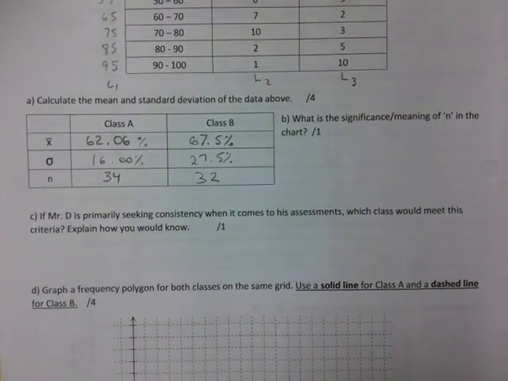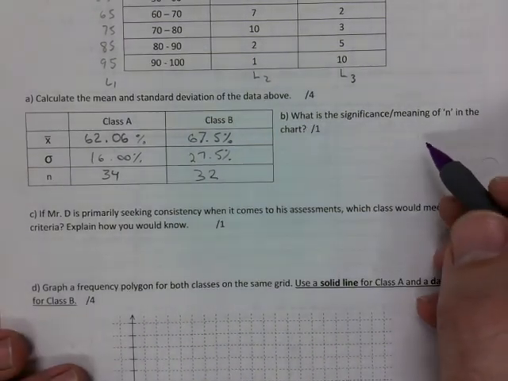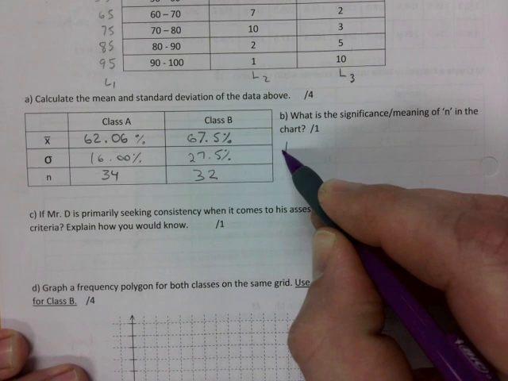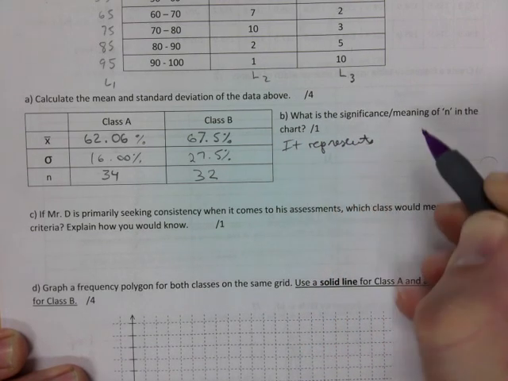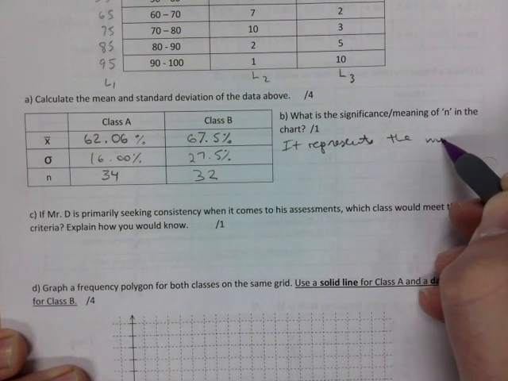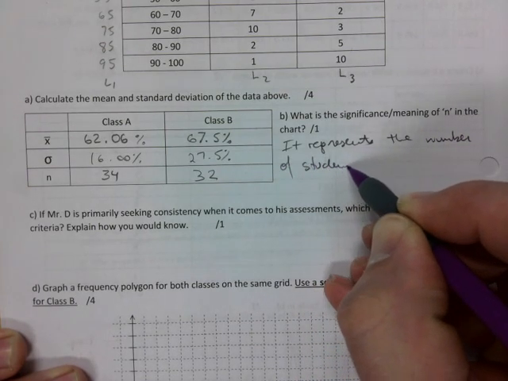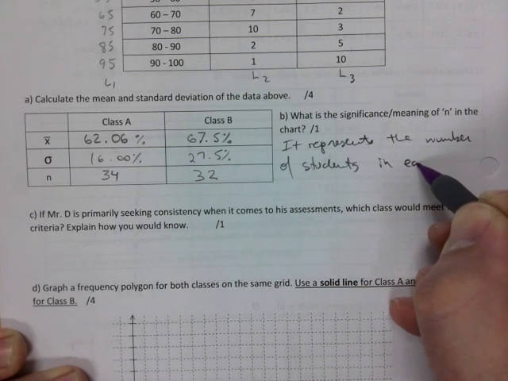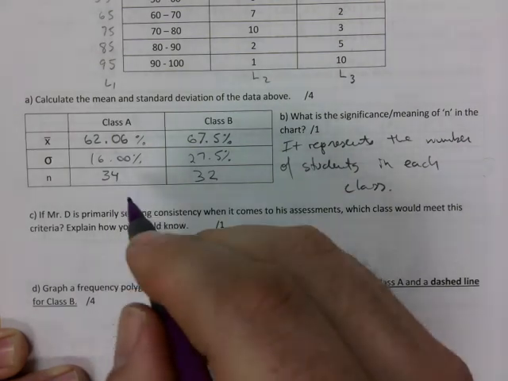Okay, so what's the significance or meaning of n in the chart, right? It represents the number of students in each class. You just need to know that, right?